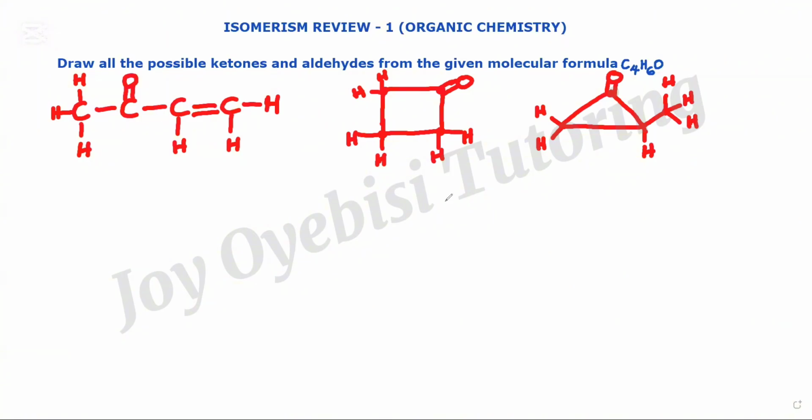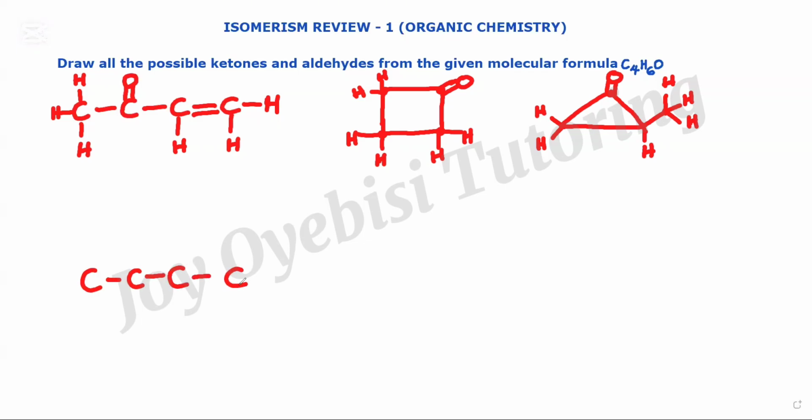At this point, there's no other ketone possible from that formula. These are the only 3 that can be possible because no matter how you rearrange this, you're going to get exactly what you already have. So let's look at the aldehydes. I'm going to start with writing out all the 4 carbons again.